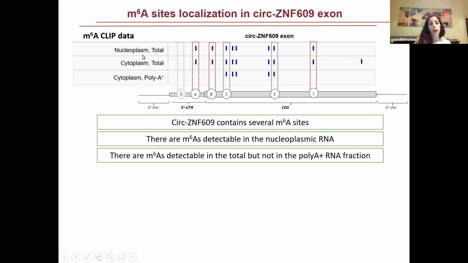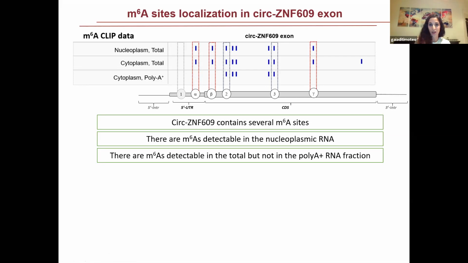Second, we performed the analysis both in the nucleoplasm and in the cytoplasm. And as you can see, there are m6A that are detectable in both compartments, indicating that some m6A can work in the nucleoplasm where splicing occurs. Also, we performed this analysis in the poly-A plus fraction. And interestingly, here you can see that there are some m6A that are detectable in the total RNA, but you cannot detect them in the poly-A plus fraction, indicating that they could account for some RNAs without the poly-A tail, such as circRNAs.